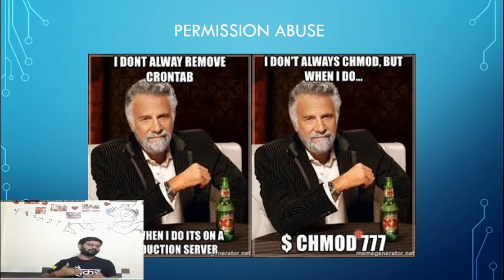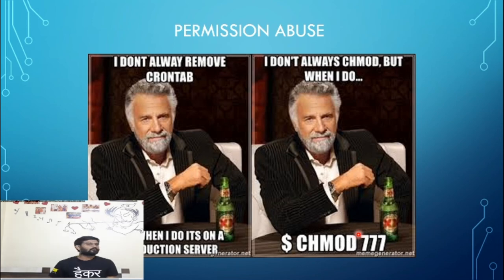Let's say there are cron jobs in the device, running for process monitoring, for upgrade purposes, and for log rotation. So many cron jobs are there in the device. So what you can do is look for poorly configured permissions on a cron job.